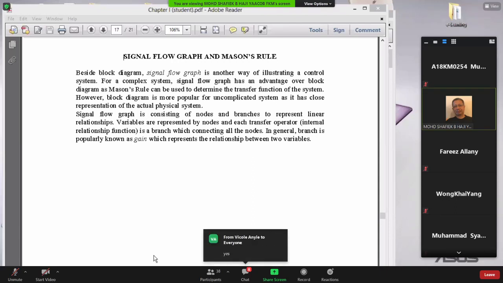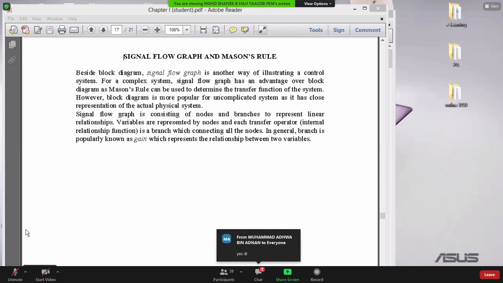All right, so previously we have talked about how we can get a transfer function by simplification of block diagram, and sometimes it can be quite difficult, quite painful to simplify the block diagram, especially when the block diagram is complicated. So there is an easier way for us to determine the transfer function of a system using what we know as Mason's gain rule.